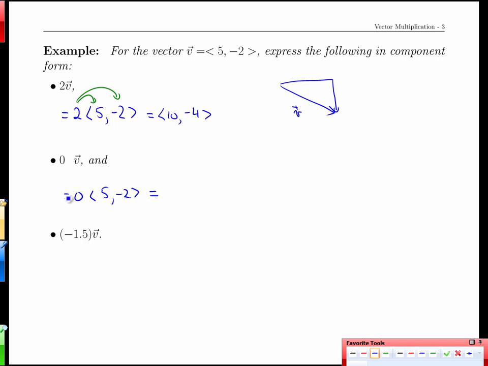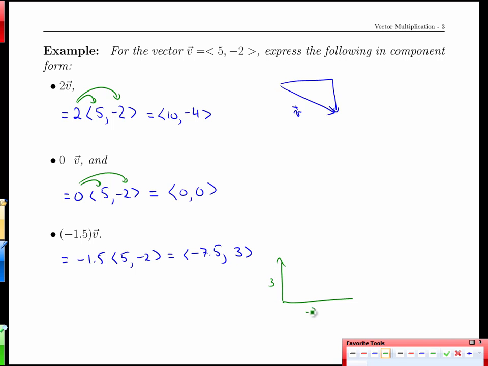0 works exactly the same way. This time we don't have to worry about the meaning of the 0. We just take that 0 and multiply it in, and we explicitly get the 0 vector after that operation because both components end up being 0 after we multiply out. And last but not least, if we take negative 1.5 v, we're going to get negative 7.5 and positive 3. And just for comparison here, this would be left or negative x direction by 7.5, up 3. This would be our vector negative 1.5v, and we can again see that pattern graphically.